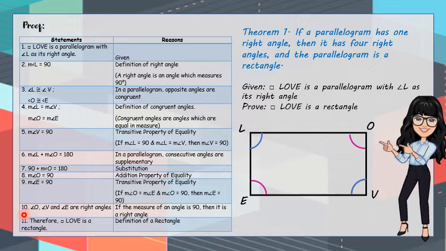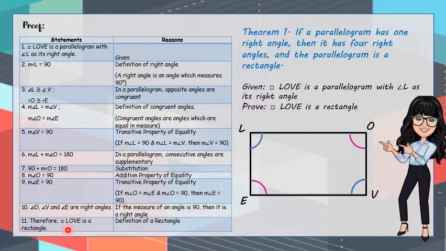So we will have the 10th statement. Angle O, angle D, and angle E are right angles. So we have here measure angle D is equal to 90. Measure angle O is equal to 90. Measure angle E is equal to 90. So we say angle O, angle D, and angle E are right angles. Why? Because we know that if the measure of an angle is 90, then it is a right angle.